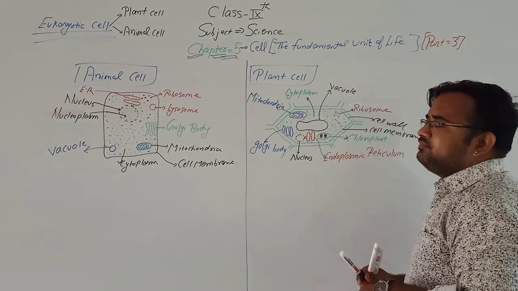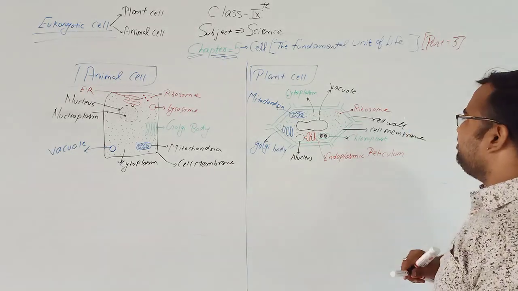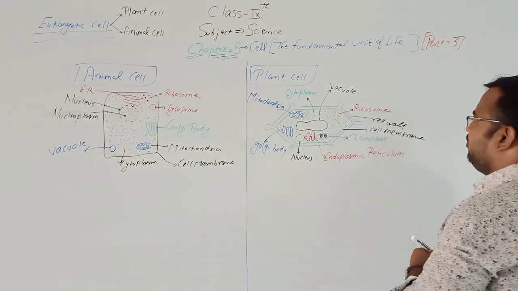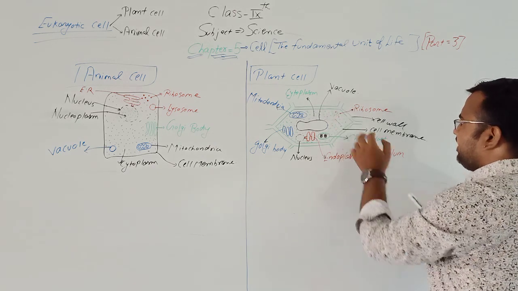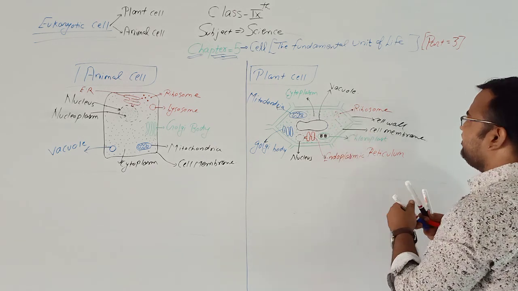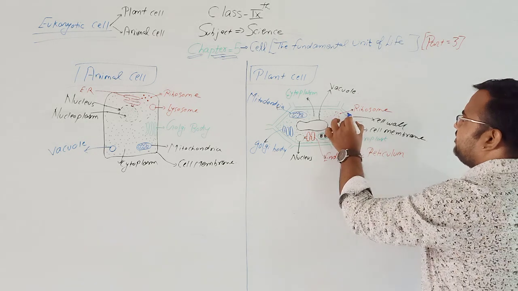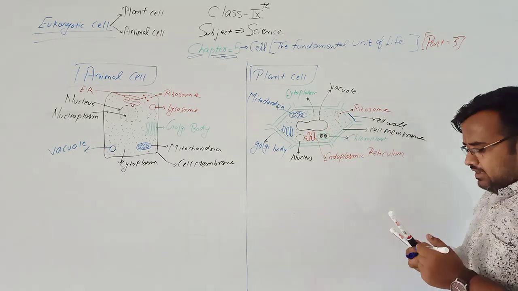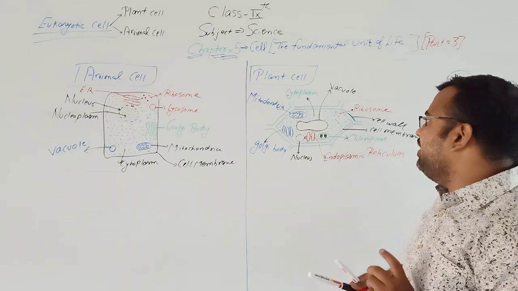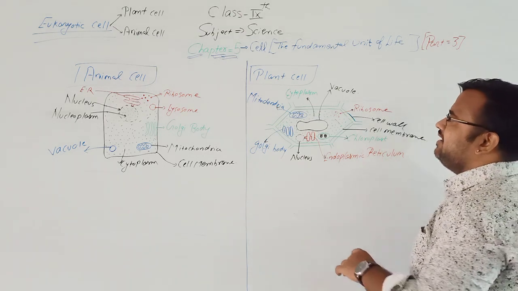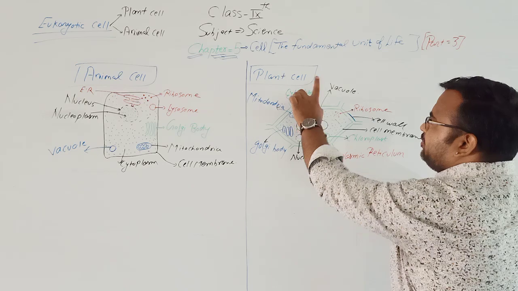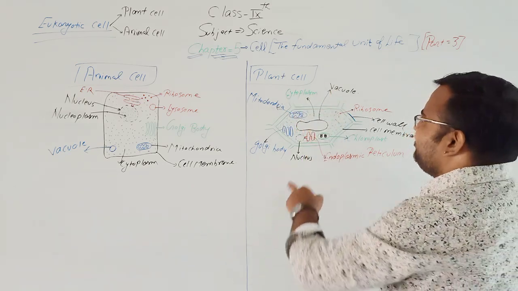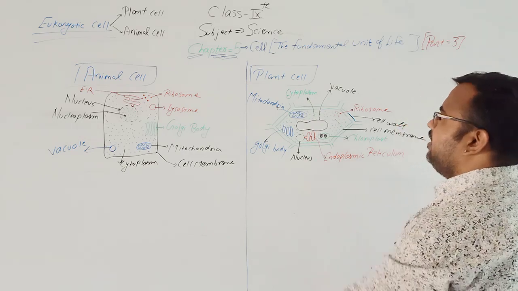Now here we will see the plant cell, which has the cell wall. See, this outer layer is the cell wall, and the inner layer is called the cell membrane. Now inside the cell membrane, as we know, there is cytoplasm, the liquid material which is present inside the cell membrane.